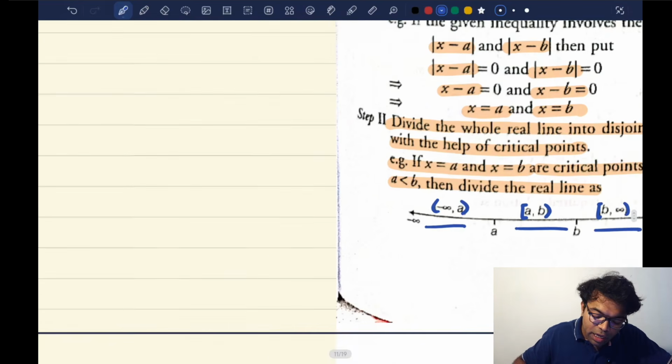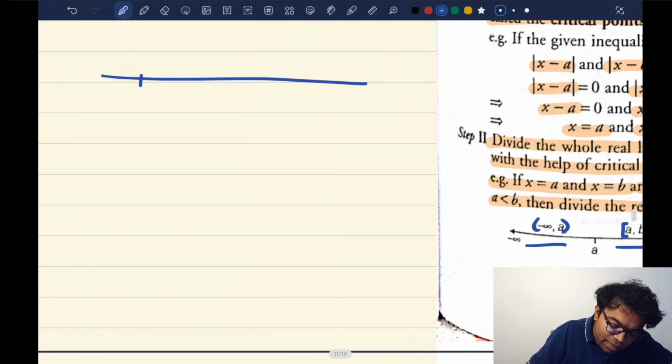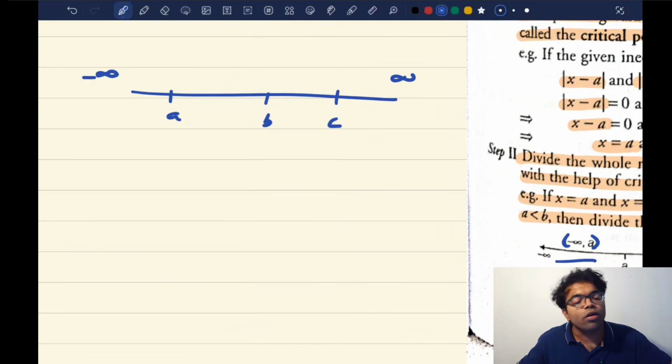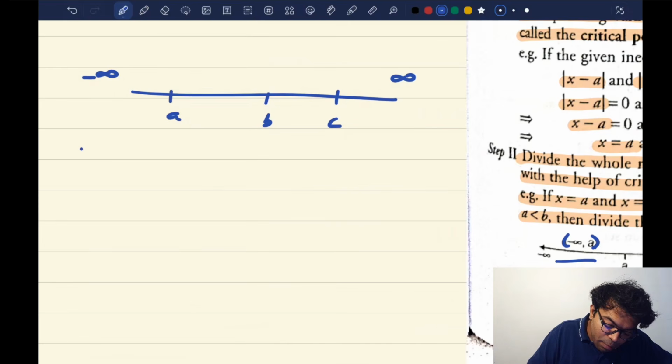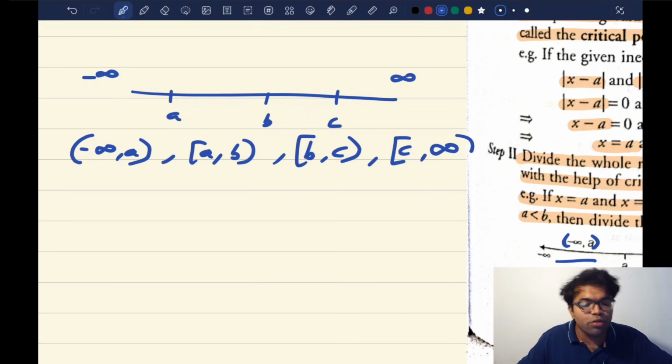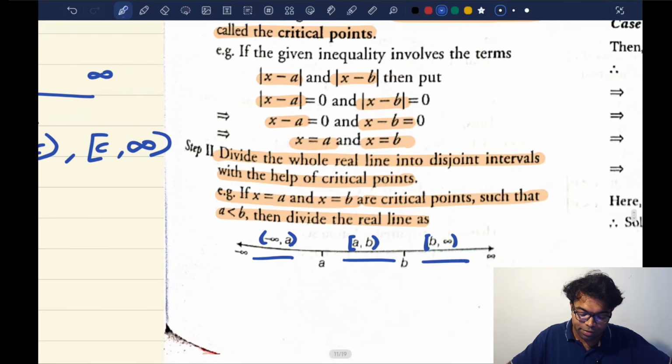So if I were to draw a number line like this, a, b, c, how will you write this? This is minus infinity and this is infinity. So what are the intervals that you will have? Minus infinity to a, open brackets, then a to b, then b to c, and then c to infinity. Did you see the pattern? Okay, very good. Next.